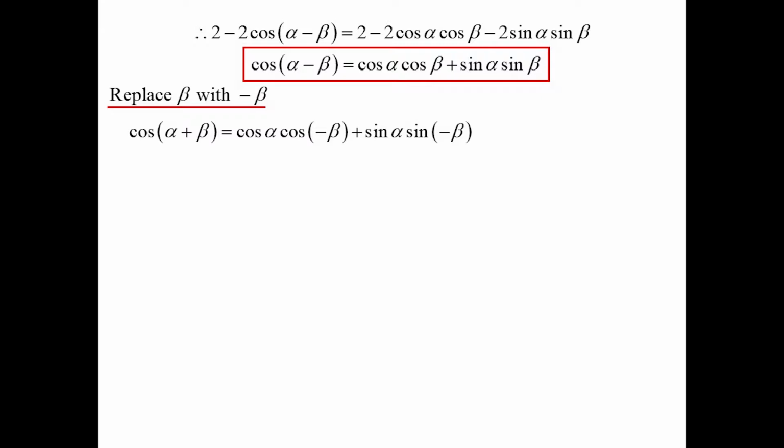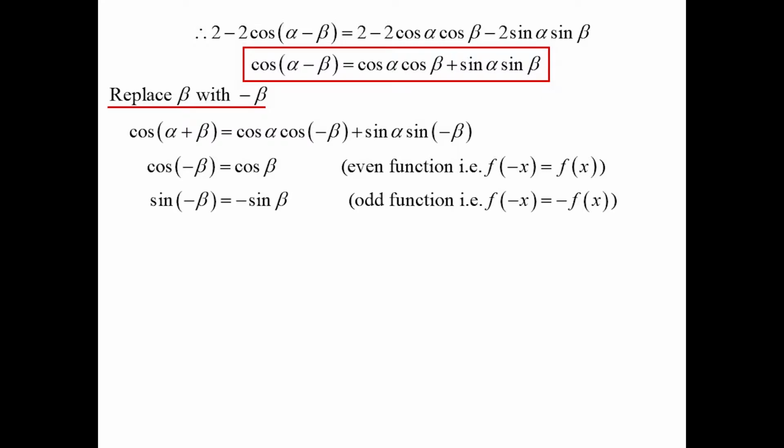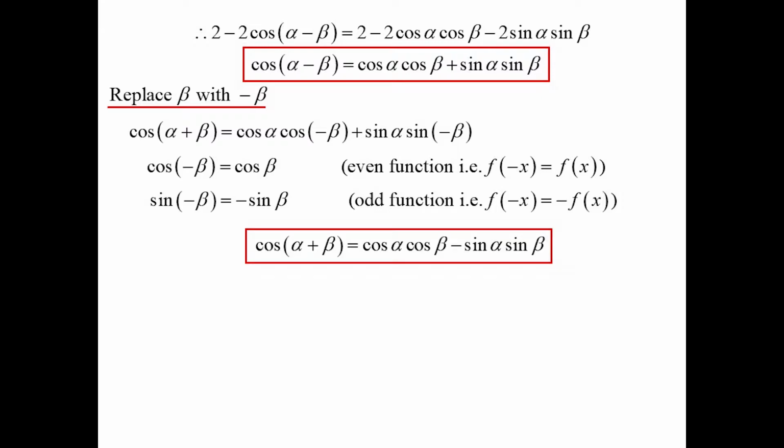Now I'm going to play around with odd and even functions. We know that cosine was an even function, so the cosine of negative beta is the same as cosine beta. Sine was an odd function, so I know that sine of negative beta is equal to the negative sine of beta. So I substitute that in. Cos of alpha plus beta is cos of alpha cos beta minus sine of alpha sine beta.